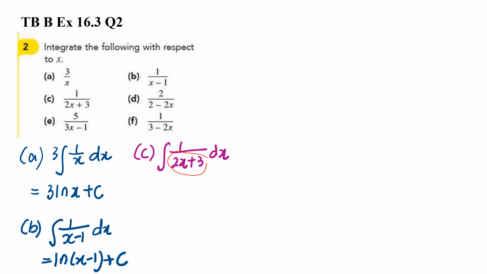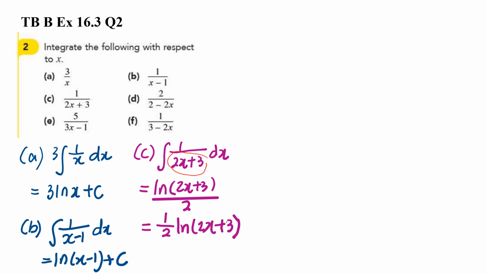Divide by the differentiation of your denominator. So what you get will be ln bracket 2x plus 1 over 2. You differentiate 2x plus 3, you get 2. And you can write it as a half ln bracket 2x plus 3, then plus your constant c. Oops, I forgot my constant c. This is important. All right, let's look at part D.